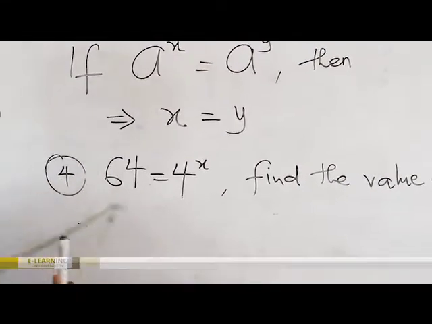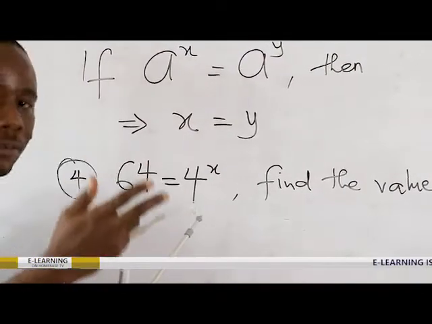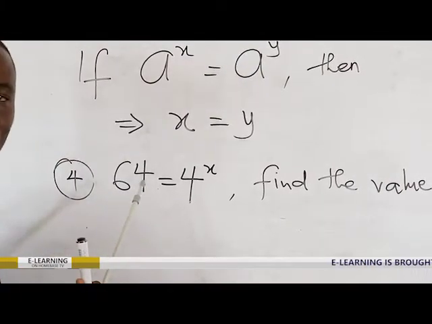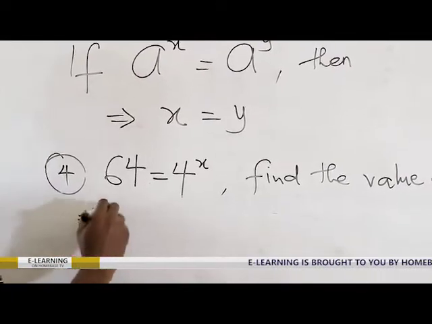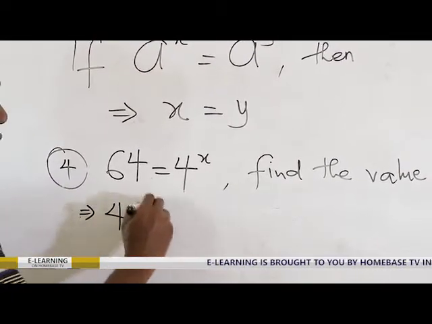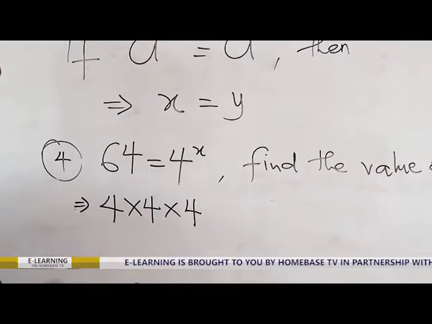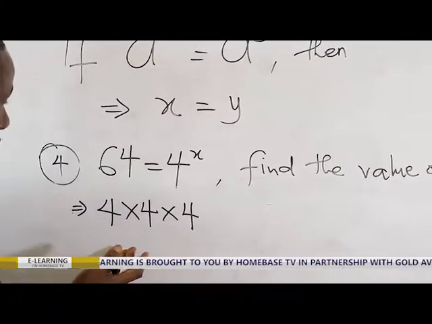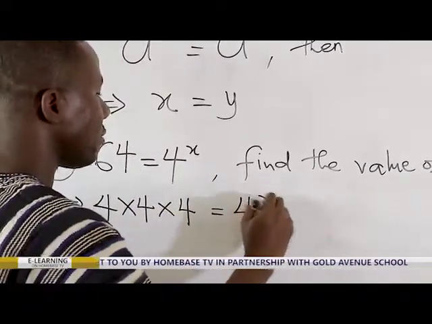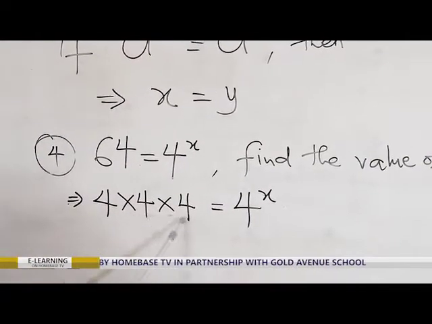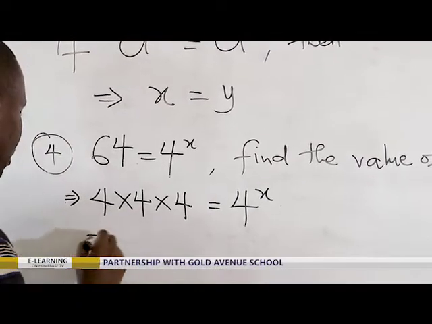and on my left is a whole number, 64. It means 4 should repeatedly multiply itself some number of times to get 64. So we start: 4 times 4 is 16, times 4 is 64. That means I've gotten what I needed. Then I will go to the other side. So 4 is repeatedly multiplied by itself 3 times, so that becomes 4 exponent 3.